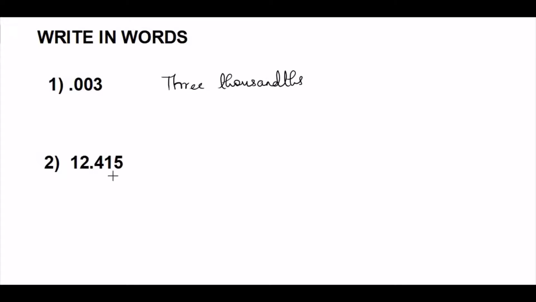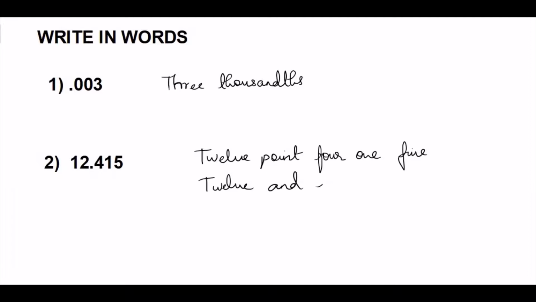Now this number can be read as 12.415, or it can be written as 12 and 415 thousandths, because the last digit is in the thousandths place, because 5 is in the thousandths place.